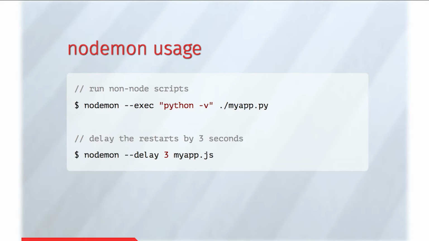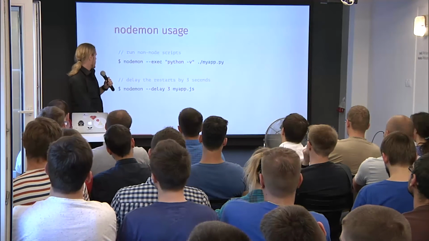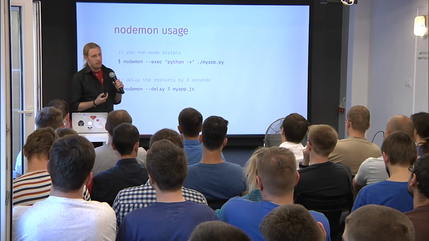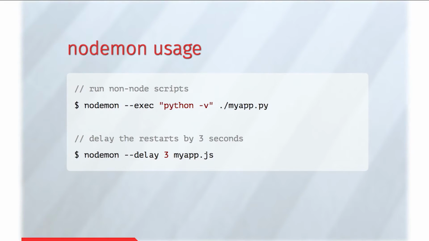Or if you have a really huge application that takes a lot of time to boot up and you're working on a lot of files, you may want to use the delay option. For example, after the first change, nodemon will wait 3 seconds until it restarts the application. So that's pretty cool, that's pretty useful. And yeah, that's about it for nodemon. But I really think it's really cool, it really speeds up the development at the beginning.